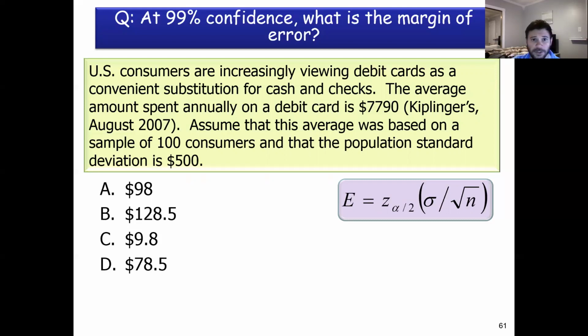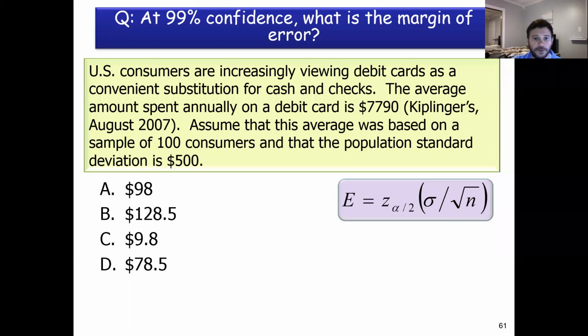And what we want to be able to do here is compute the margin of error, which is going to be half of the distance between the min and the max. So just on one side is the margin of error. So let's go ahead and do that.